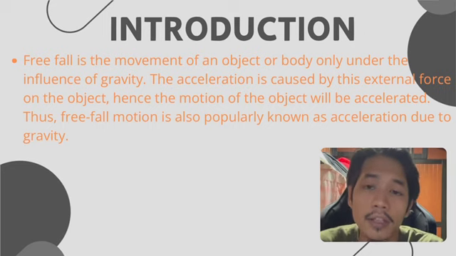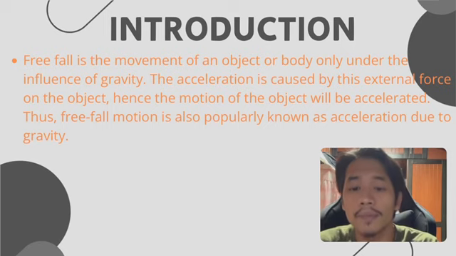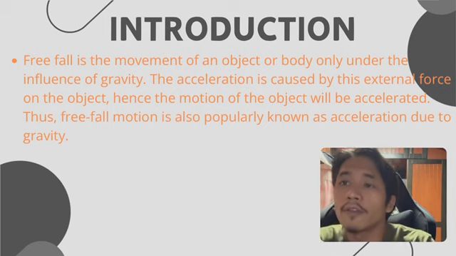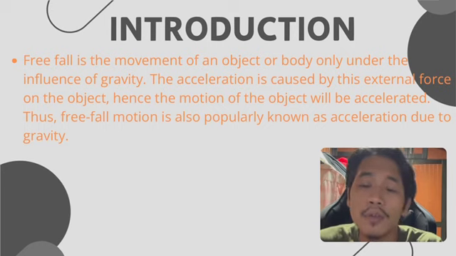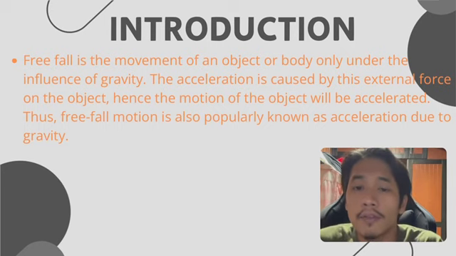Today I'm going to explain my part, which is the Introduction to the Free Fall Experiment. Firstly, we must know what free fall is. Free fall is the movement of an object or body only under the influence of gravity. The free fall experiment is also known as acceleration due to gravity.